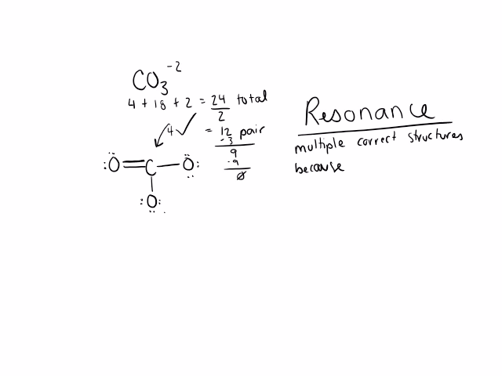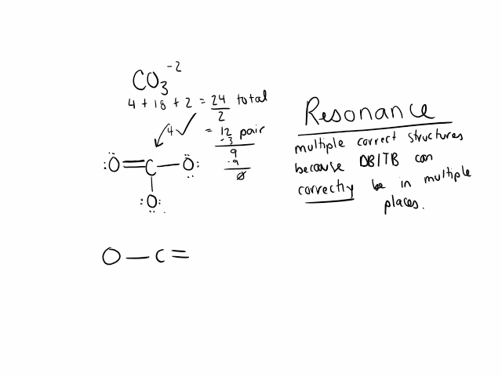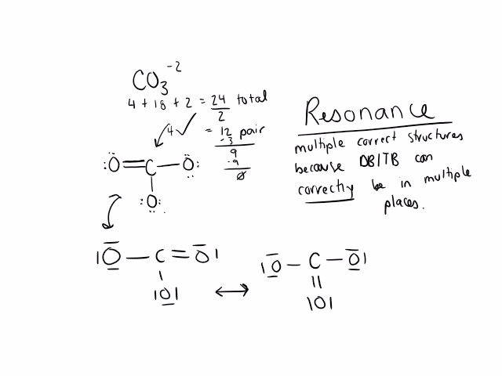because the double bond or triple bond can correctly be in multiple places. Okay, so another correct way to draw carbonate would be like this. Or even this. Okay, resonance structures, multiple correct structures because the double or triple bond can be in several locations.